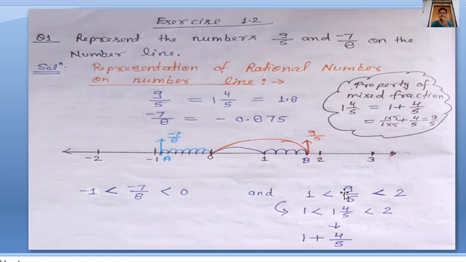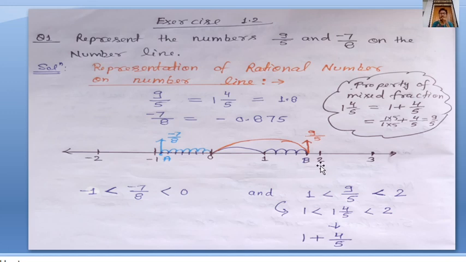Okay. Now 9 upon 5 we can write in mixed fraction form as 1 whole 4 upon 5, and you know that the value of 9 upon 5 is 1.8. 1.8 means it is less than 2 and greater than 1. So one idea we have got very clear. This value lies between 1 and 2. Where does it lie between 1 and 2 here?